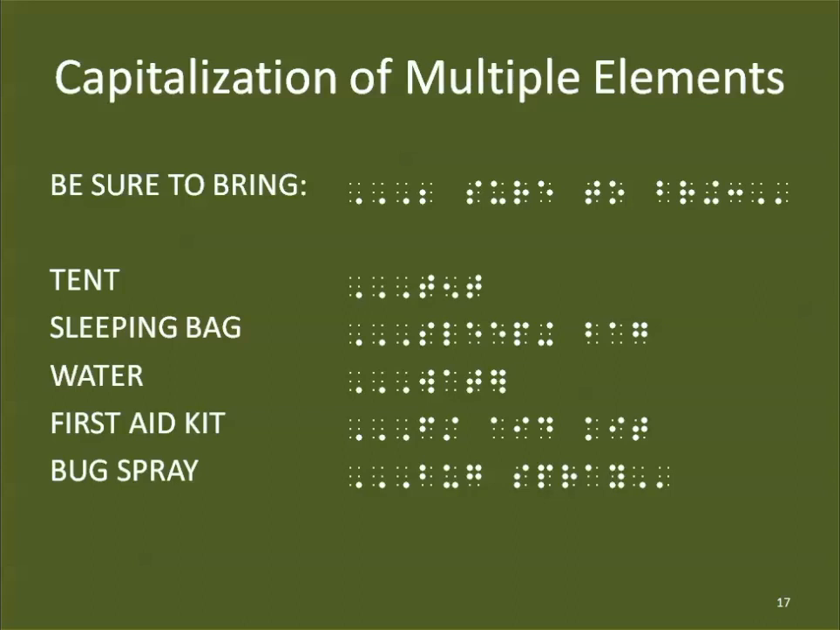So the list then is starting off with tent, sleeping bag, water, first aid kit, and bug spray. Each of those things is an element, and each one gets its start with the passage indicator, but we don't terminate it until the very end where we have bug spray.